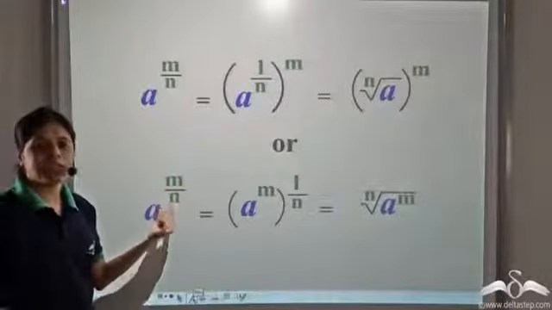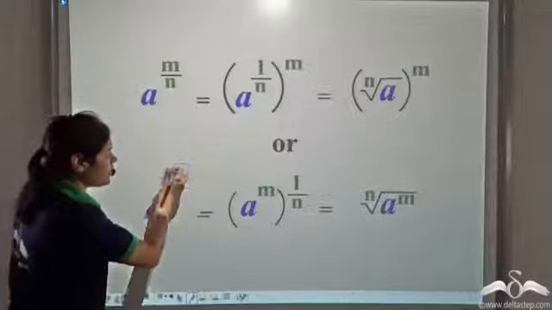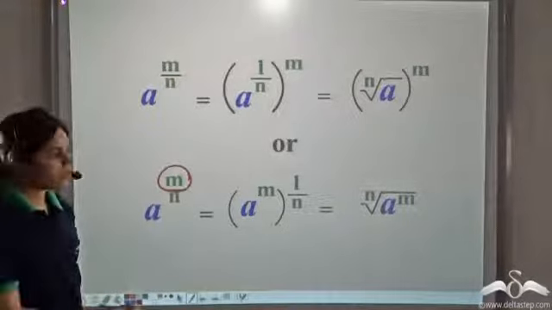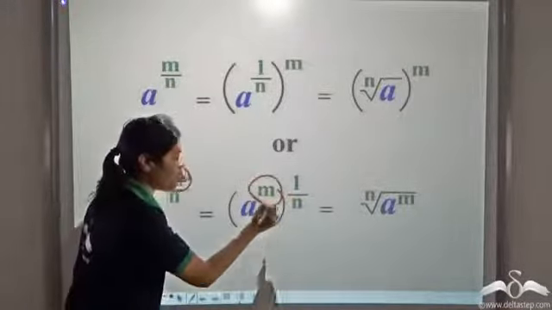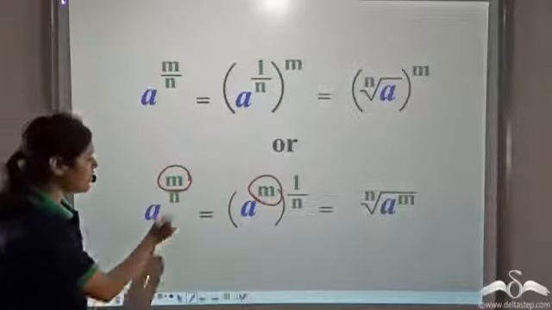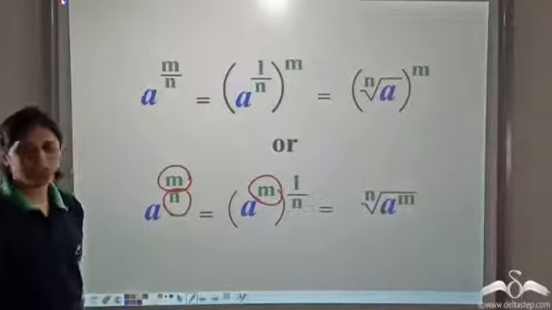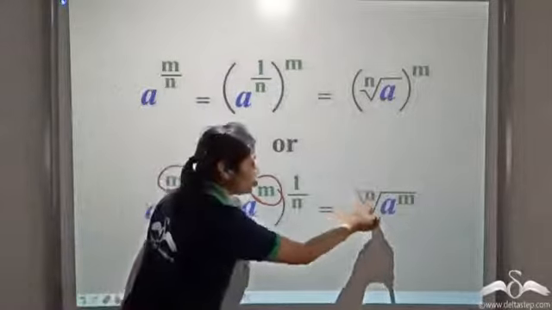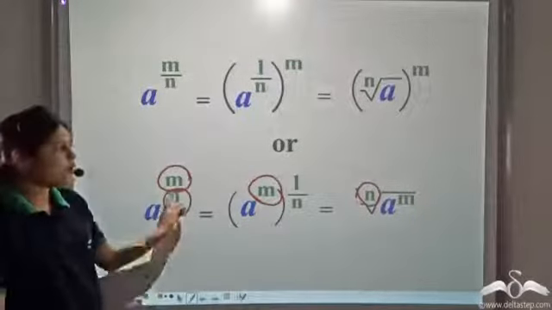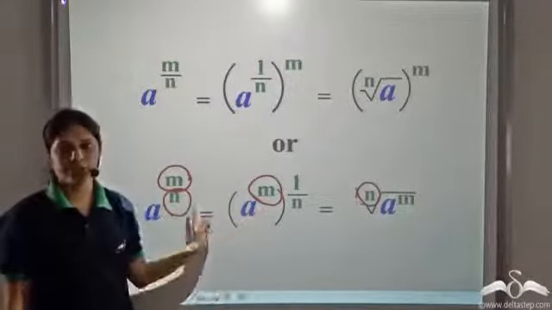You just need to be careful. The number in the numerator, you have to take the power of that number. And the number in the denominator, you need to take the root of that number. What you do first does not make a difference.